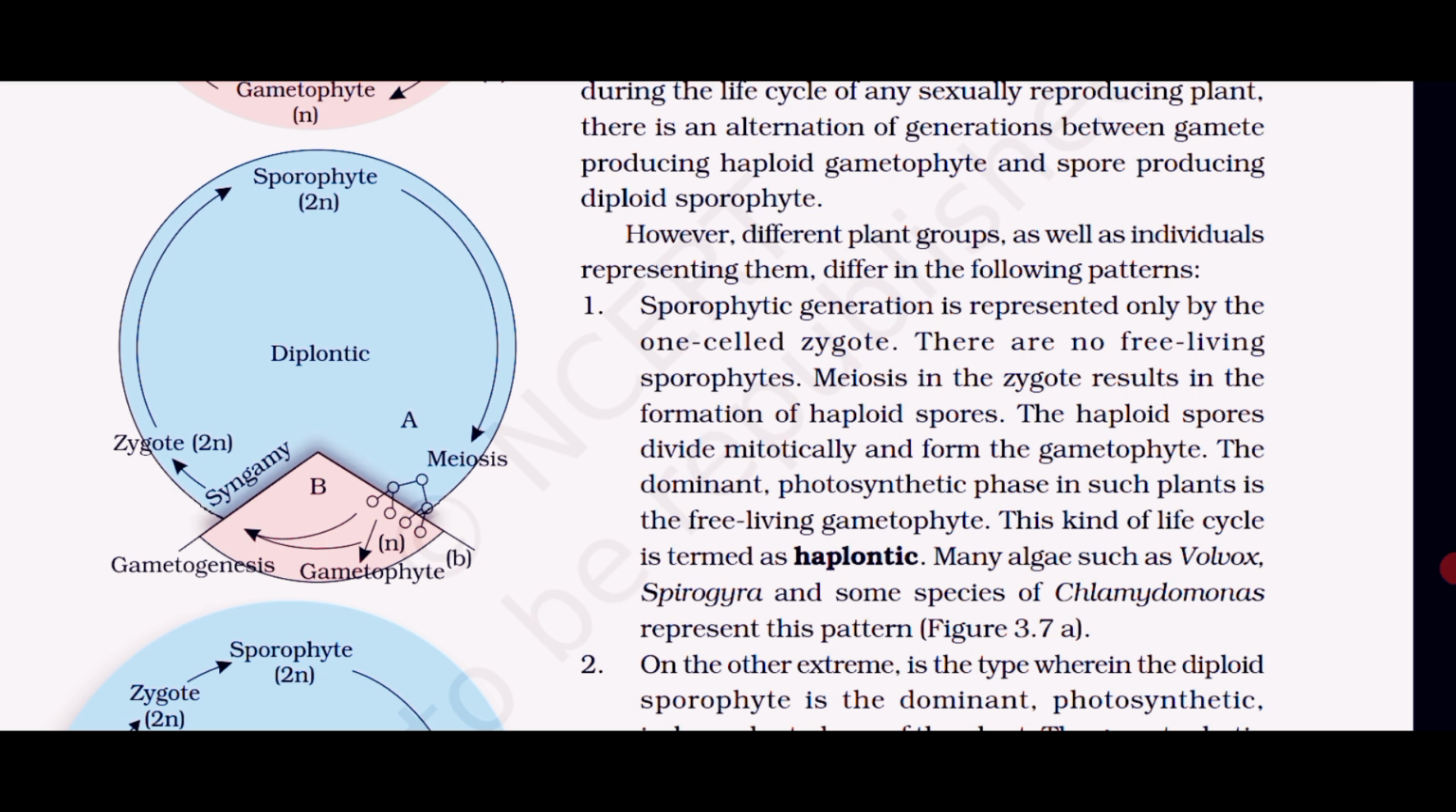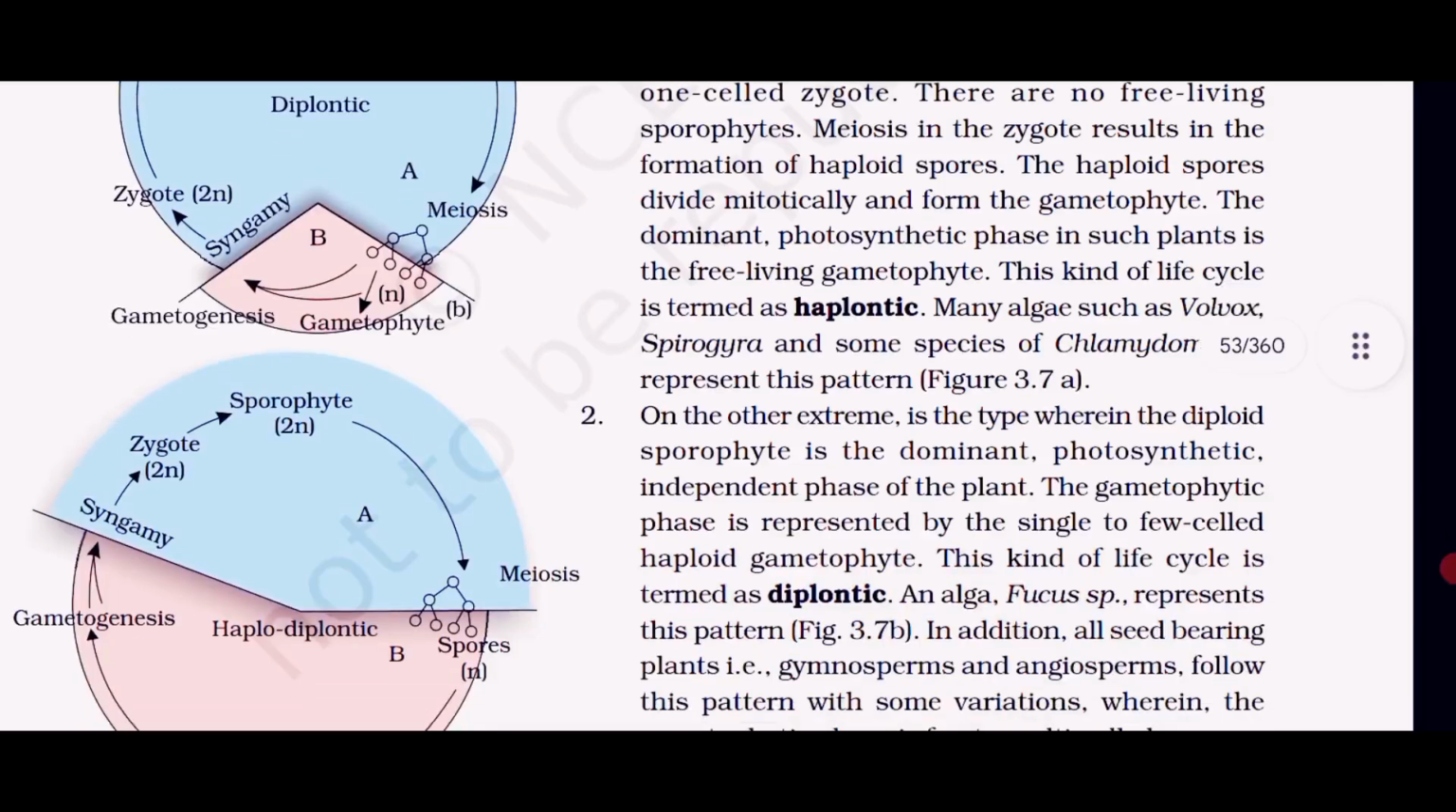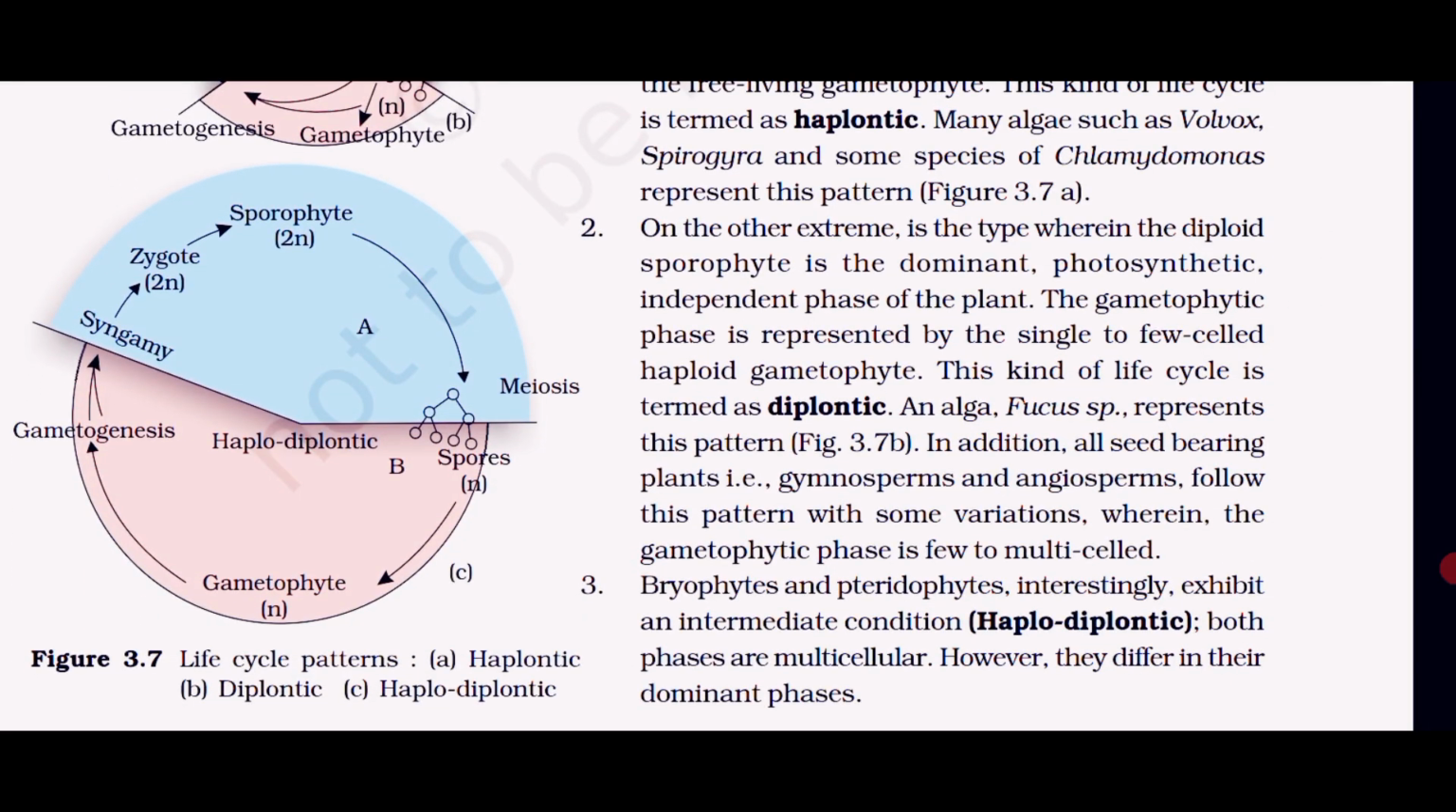1. Sporophytic generation is represented only by the one-celled zygote. There are no free-living sporophytes. Meiosis in the zygote results in the formation of haploid spores. The haploid spores divide mitotically and form the gametophyte, the dominant photosynthetic phase in such plants, the free-living gametophyte. This kind of life cycle is termed haplontic. Many algae, such as Volvox, Spirogyra, and some species of Chlamydomonas, represent this pattern.